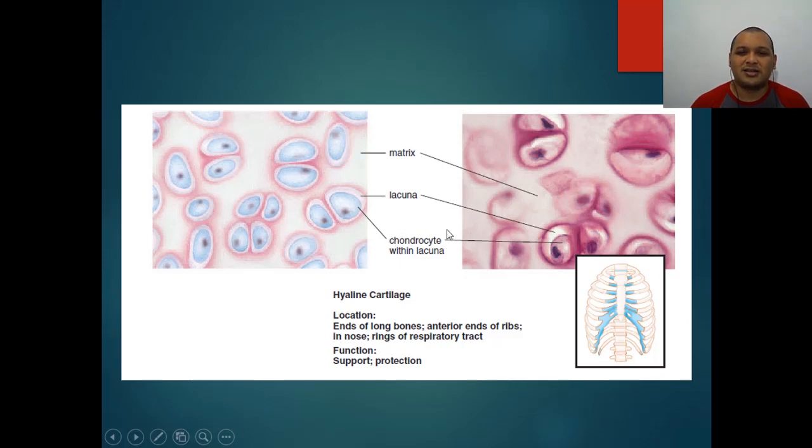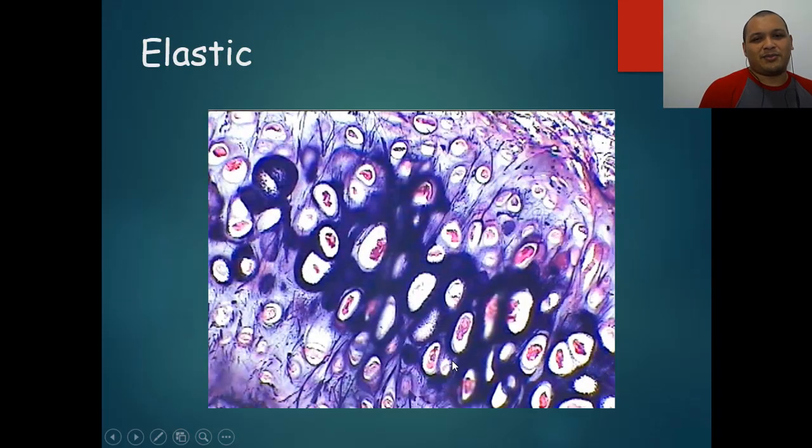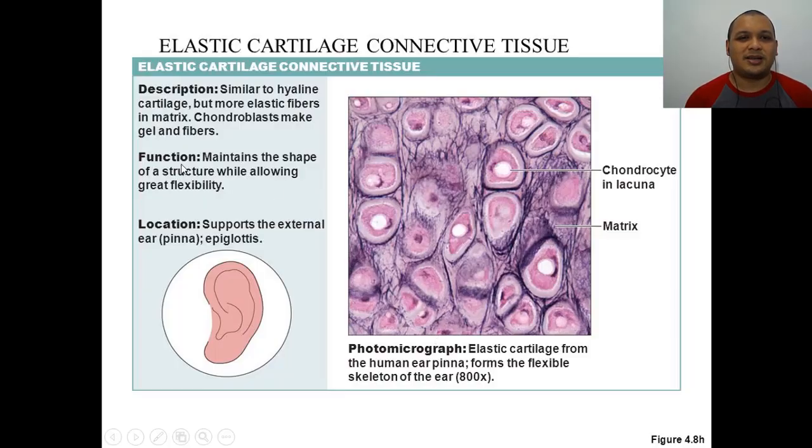In terms of location, cartilage, especially the hyaline one, can be found at the end of long bone and the anterior end of the rib. So the front part of the rib is hyaline cartilage, and the functions are support and protection. Next, we have another type of cartilage, which is the elastic one. So what is the elastic one?